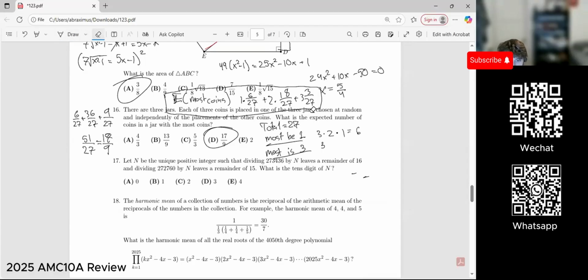Let n be the unique positive integer such that dividing 273,436 by n leaves a remainder of 16, and dividing 272,760 by n leaves a remainder of 15. What is the tens digit of n? So the reason that I pronounce it that way is because I have a regular person brain and I get jumbled up with big numbers like that. So in the name of that, I'm actually going to write it like this.